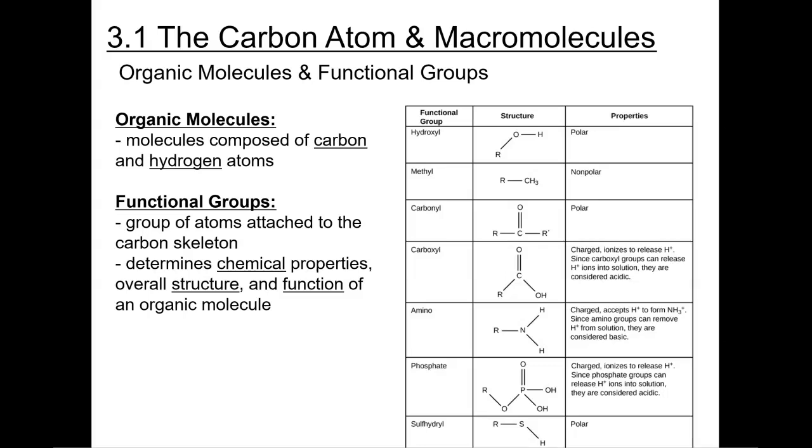So organic molecules are molecules that are composed of carbon and hydrogen atoms. Their functional groups are groups of atoms that are attached to that carbon skeleton, and they determine the chemical properties, the overall structure, and the function of an organic molecule. And so looking over to the side, you can see several of these functional groups. You have the hydroxyl, which has the oxygen in the center. It's got hydrogen off to the side, and then it has a variable unit. That's what's represented by the R, so that's where it can change. These are polar molecules. You have a methyl, a carbonyl, a carboxyl, an amino, a phosphate, and a sulfhydryl.